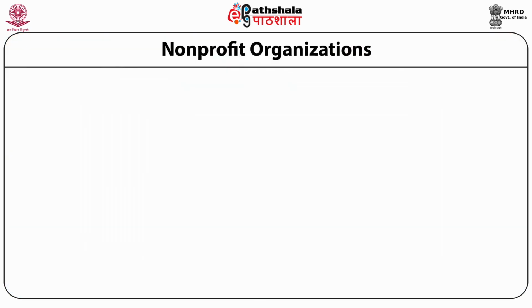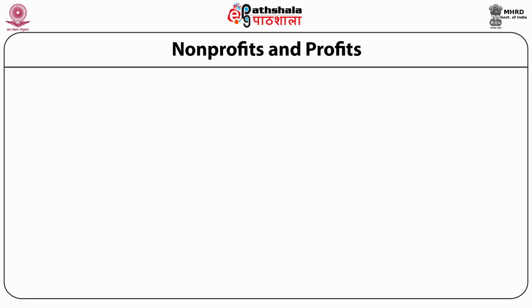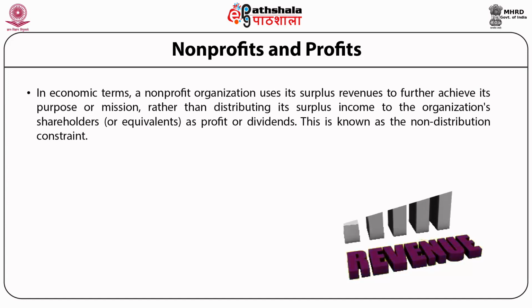What are non-profit organizations? Organizations which enjoy tax exemption status as a result of being organized to serve a broad public interest come under the category of non-profit organizations. In economic terms, a non-profit organization uses its surplus revenue to further achieve its purpose or mission rather than distributing its surplus income to the organization's shareholders or equivalents as profit or dividend. This is known as the non-distribution constraint.